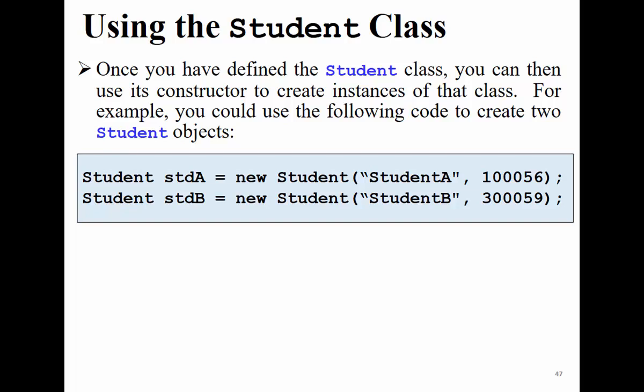So now we have a variable, student A, pointing to a new object created in memory with the name student A and the number 10056. Now you can create another student B using the same method: a new Student, where you give a name and an ID.